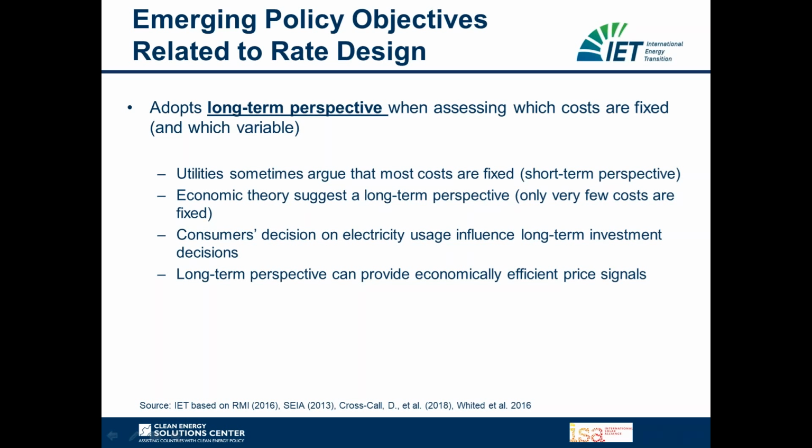And this is a very important discussion, as you will see in the next couple of slides, because some people say we should have more fixed charges because there are a lot of fixed costs, whereas most economists argue, no, this is actually not the case. Most of the costs in the power system from a long-term perspective are variable, and therefore we should reduce fixed charges to a minimum and rather rely on volumetric rates.